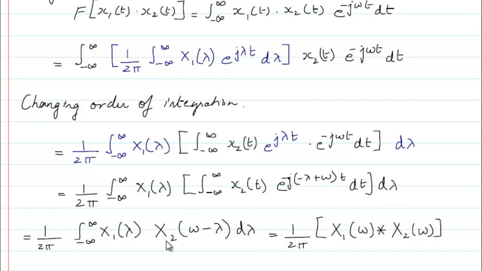But look into this equation. What is this equation? x1 of lambda, X2 of omega minus lambda, d lambda. This equation is the convolution between X1 of omega with X2 of omega. And that convolution equation, when we write it in convolution form, we will get 1 by 2 pi into X1 of omega convoluted with X2 of omega. Hence, this is proved.